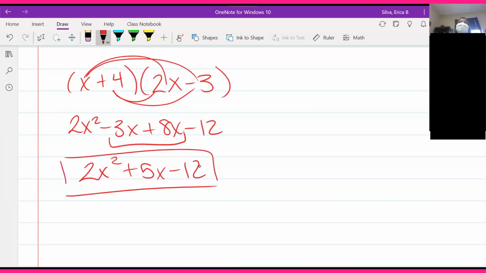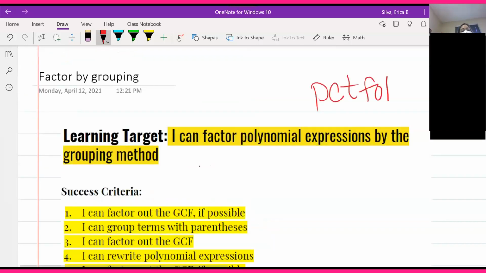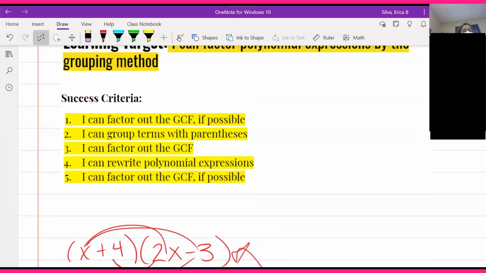What we're going to do today is we're going to work backwards from this trinomial and go back into the factors that get that trinomial. So using the grouping method, in order for us to be successful, we need to be able to factor out the GCF if possible, then group the terms with parentheses, factor out the GCF, rewrite the polynomial expressions, and then factor out the GCF again.